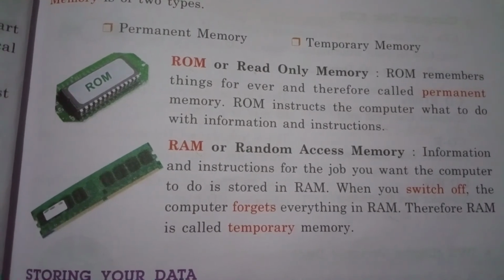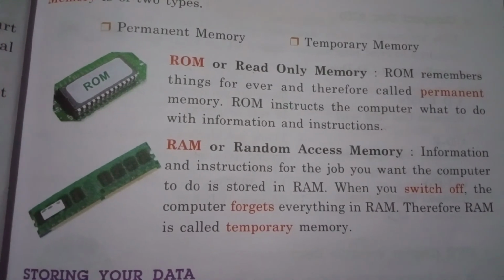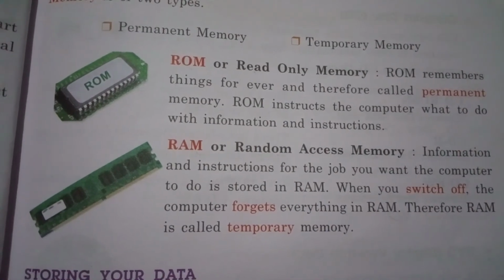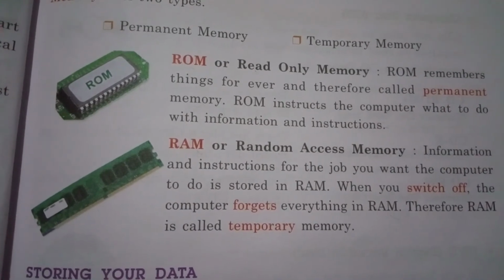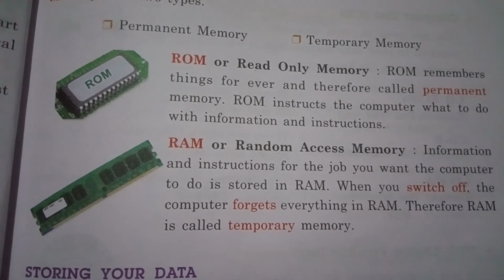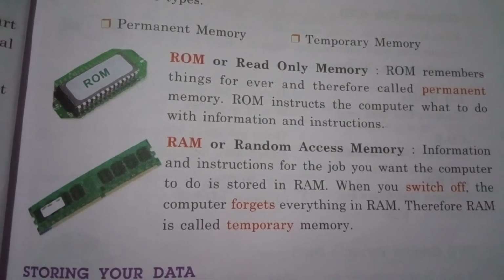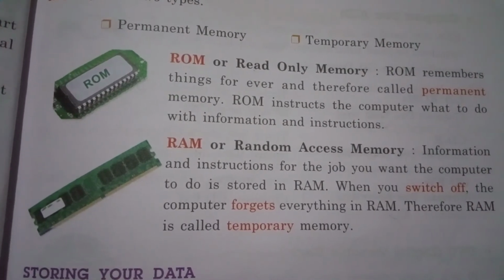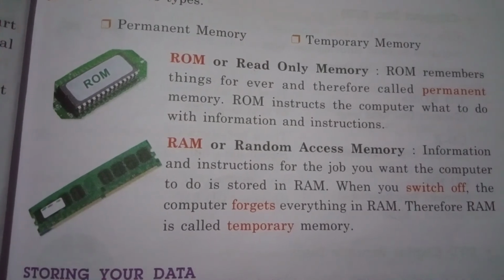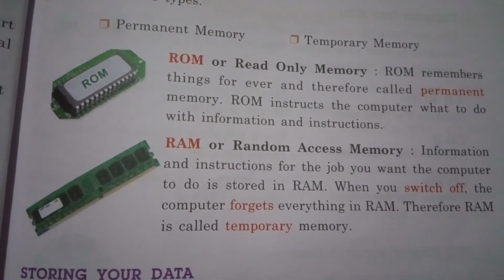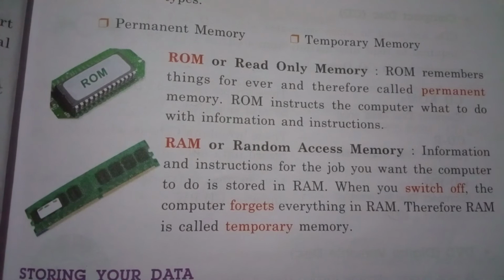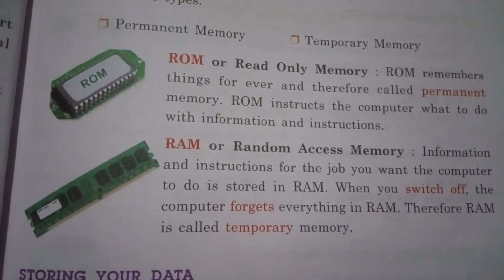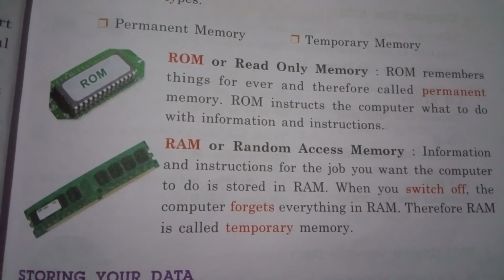booting instructions are stored. To start a computer, booting instructions are stored permanently in ROM. When we start our computer, we need these instructions every time to start it. So, ROM is called permanent memory, RAM is called temporary memory. When our system is switched off, ROM remembers everything, but RAM forgets everything.